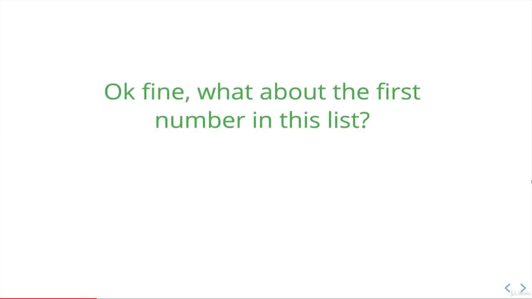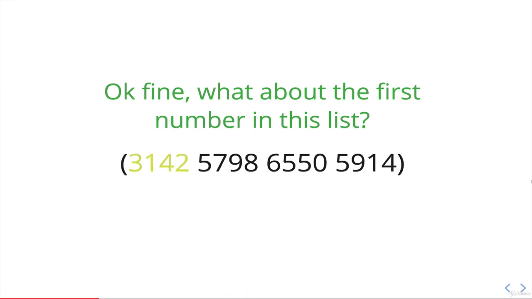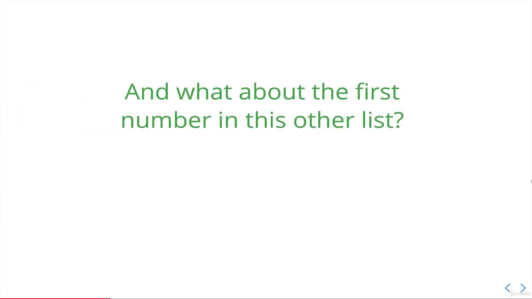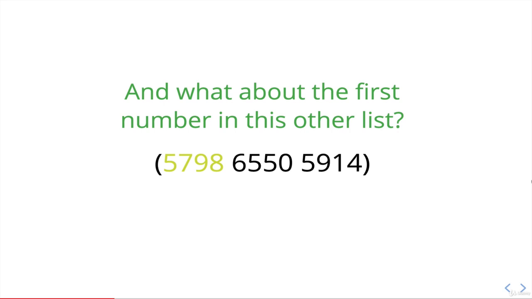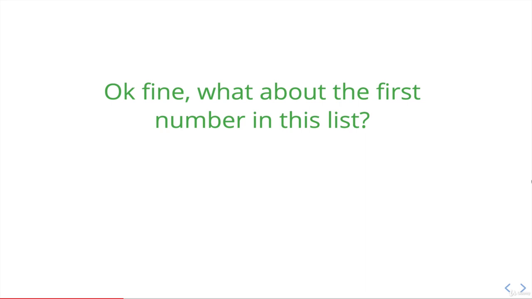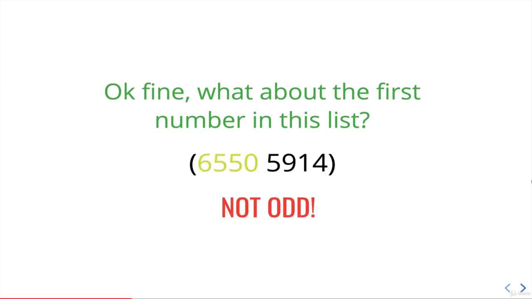He goes to the dragon, and he says, okay, fine. What about the first number in this list? And he gives him the whole list. And the dragon says, that's not odd. It's even, as we can see. Then Martin comes back and he says, all right, what about the first number in this other different list? It's not odd. He does it again. What about this number, the first number in this list? Is that odd? And the dragon says, it's not odd. And the dragon's getting pretty bored.